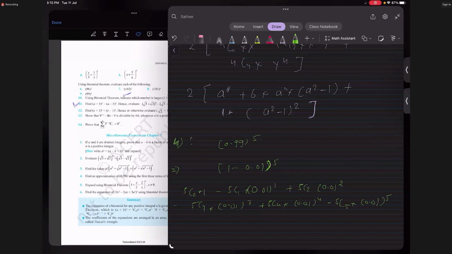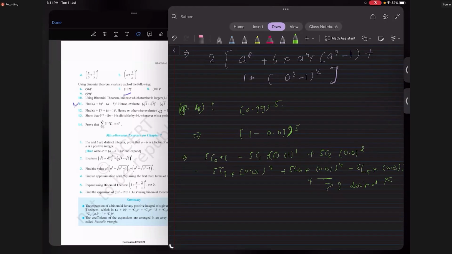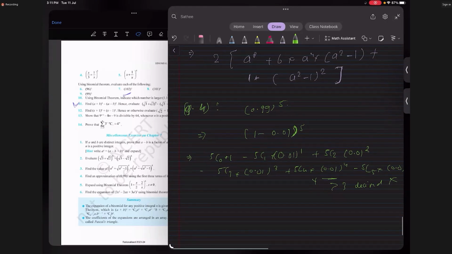But you have to find the value of terms till the first three terms. Here the terms should be considered up to 3 decimal places, so you can ignore these two terms. In fact, even in this term, the decimal would be beyond 3 places. So you can just consider these three terms for the answer. So the answer would be 1 minus 5 into 0.01 plus 10 into 0.01 whole square. Okay. So the final answer will be 0.951.